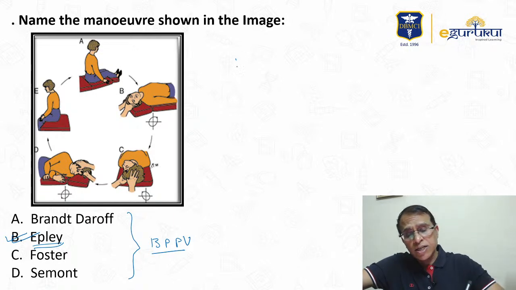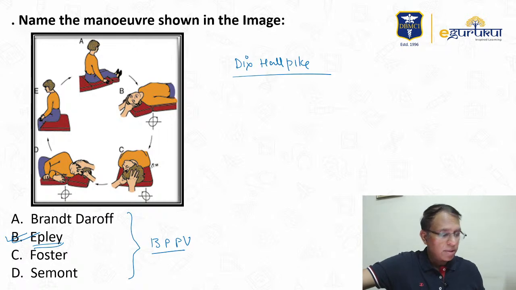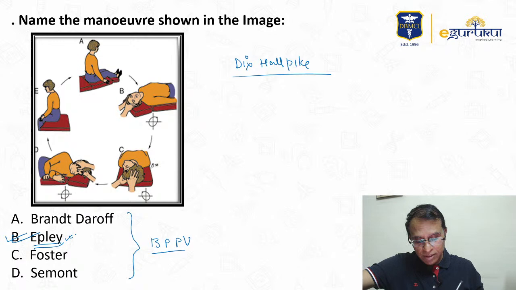They may ask you Dix-Hallpike, but Dix-Hallpike is a diagnostic maneuver. It's very different from here, but for treatment of BPPV, the only maneuver they ask you is Appley's, if they give you the image, that is.